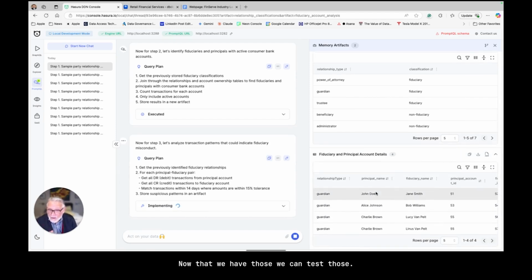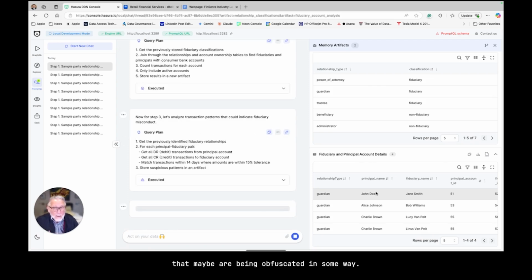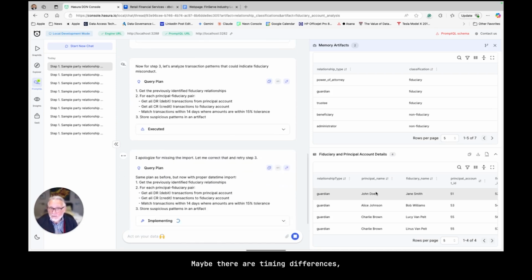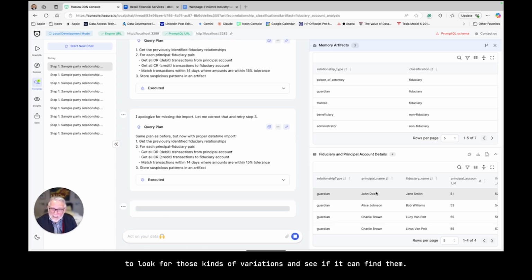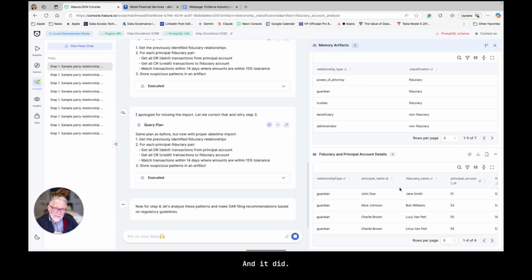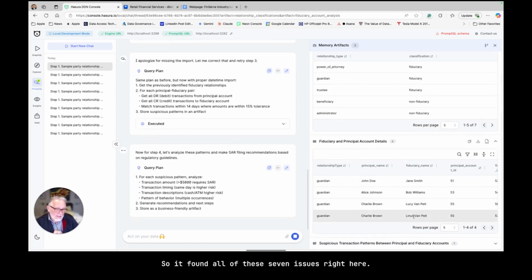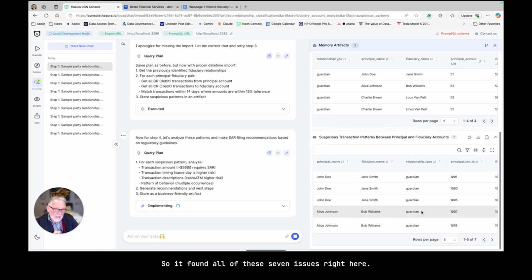Now that we have those, we can test those. And we're going to look for transactions, withdrawals from the principal's account, moving into the fiduciary's account that maybe are being obfuscated in some way. Maybe there are timing differences. Maybe small differences in amounts. Maybe split transactions. But we're just going to ask it to look for those kinds of variations and see if it can find them. And it did. So it found all of these 7 issues right here.